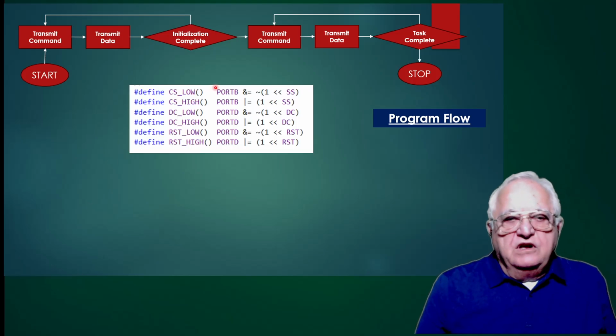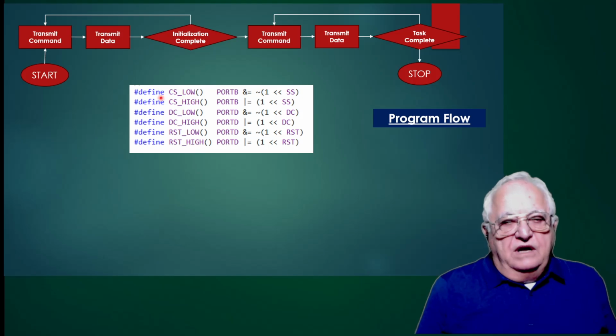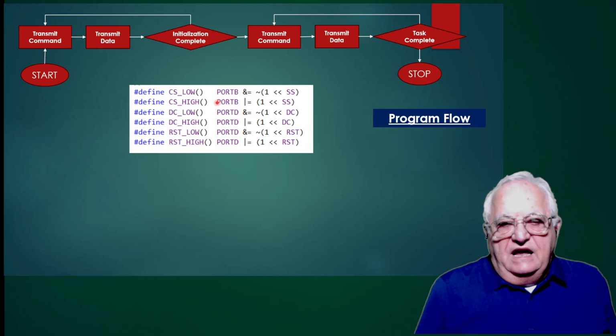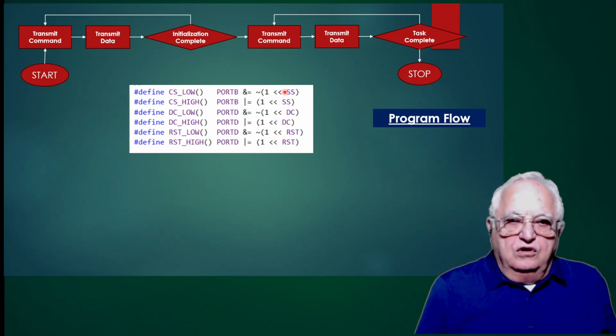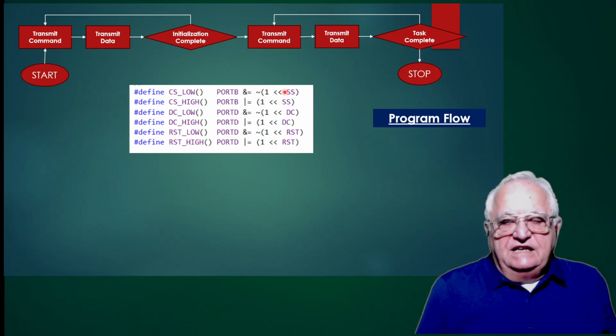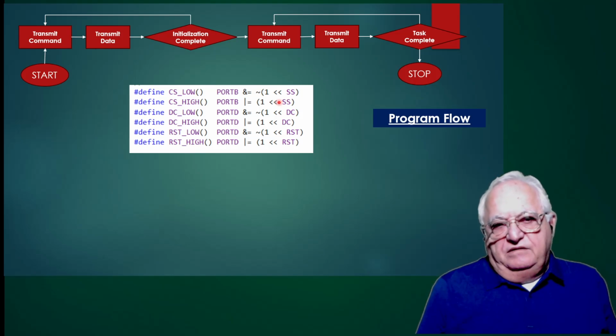What I'm going to do is add something I call chip select low and chip select high. I have a line that goes between the controller and the display. If that line, which is called chip select, goes low, that means I've selected the chip. I want to communicate with the chip. If it goes high, I am disconnecting from the display.